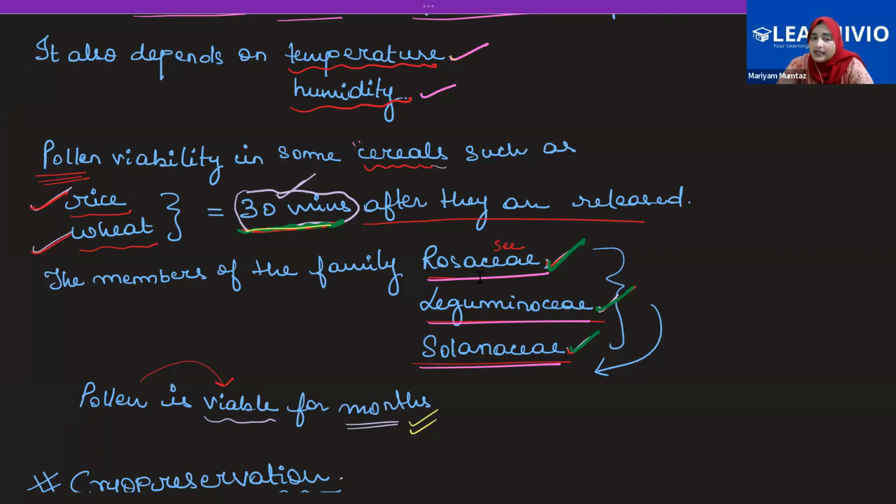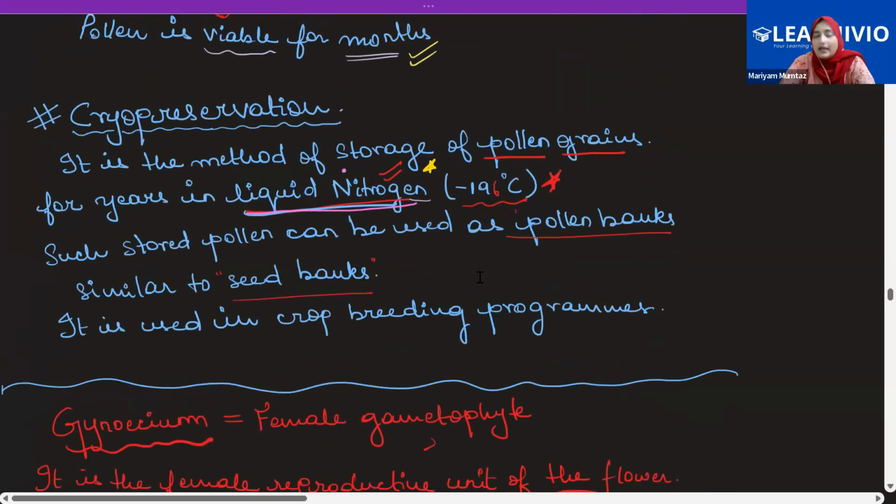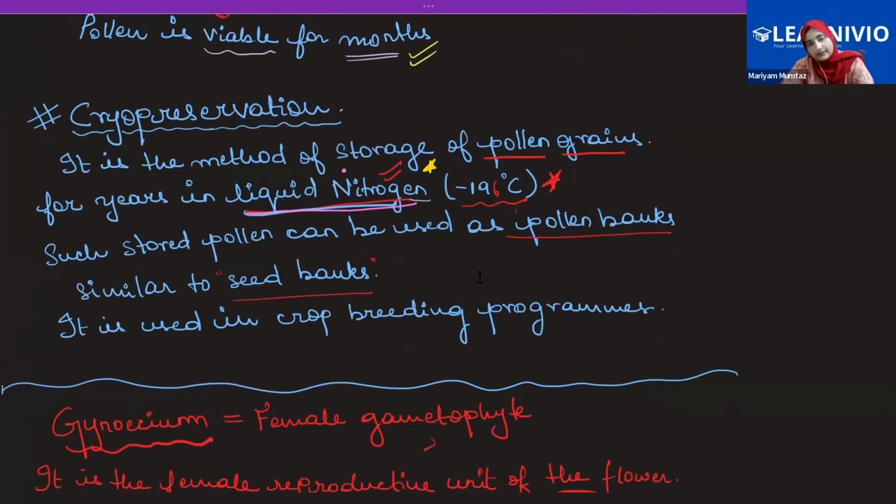Whereas for them, the cereal plants, only 30 minutes. Then the last topic amongst the male reproductive part is cryopreservation. Now, you might have seen that there are seed banks available, wherein you can find all types of seeds. In the same way, there can be a pollen bank, wherein you can store the pollen grain. And whenever you want to fertilize according to your own need, you can do so. So such pollen can be used as a pollen bank, similar to the seed bank. But the question is, how do we store the pollen?